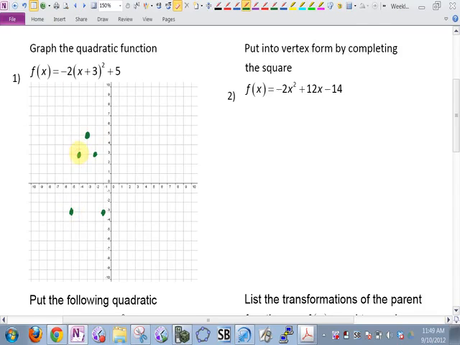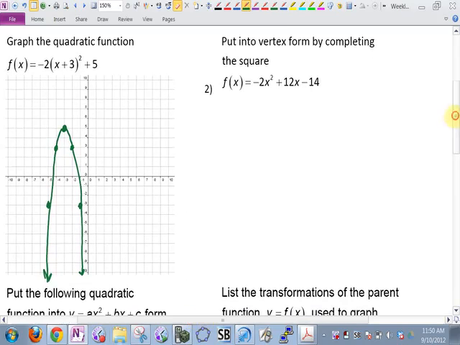The only exceptions are some people graph the x-intercepts, which were not nice numbers, but you probably used your calculator, got them as decimals. Yeah, that works. And then you draw a nice, happy parabola. Even though it's upside down, it's happy. Okay. Any questions on number 1? Good.